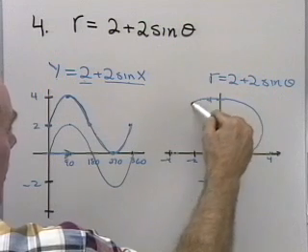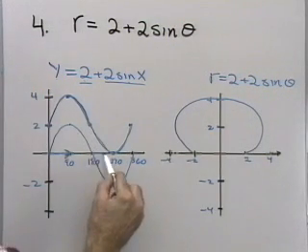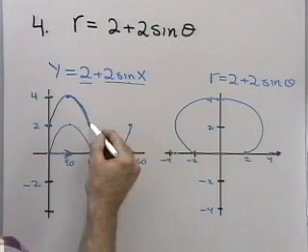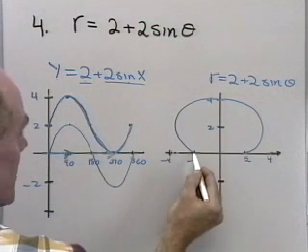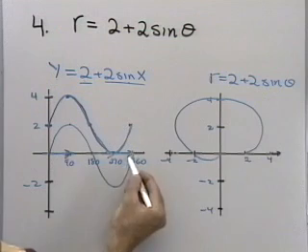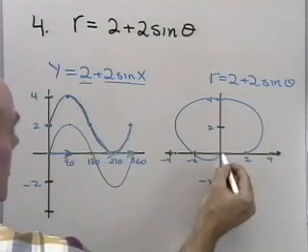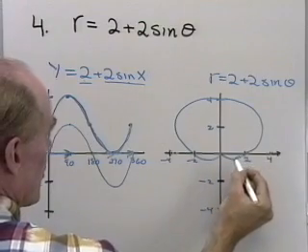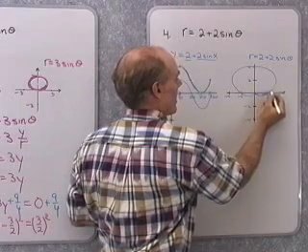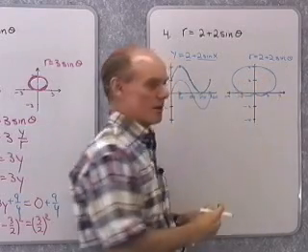So it goes from 4 back down to 2. Then as theta goes from 180 to 270, that's from here down to here, r goes from 2 down to 0. So from 2 down to 0, and then from 270 to 360, here up to here, r goes from 0 back up to 2. So I should get this sort of, I didn't draw this very well, but a graph that has this sort of nice smooth shape to it.